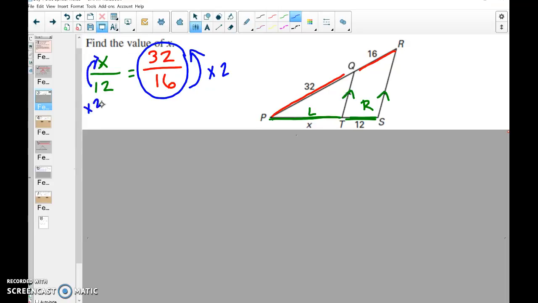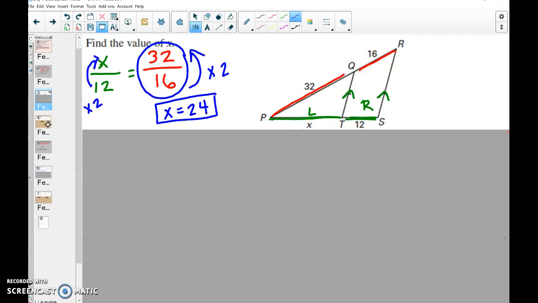So if I double 12, automatically I already get that x is 24. So there are two ways to do this problem. You still have to set up a proportion. You can either cross multiply or use mental math if the problem works out that way. And you can figure that out.